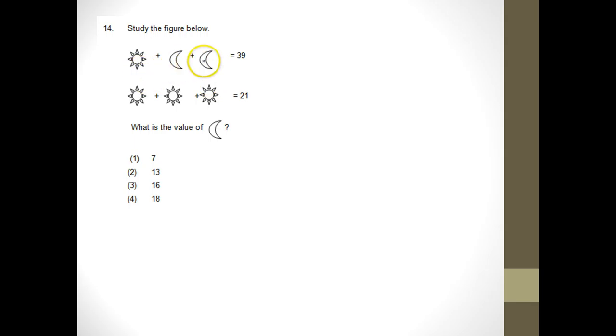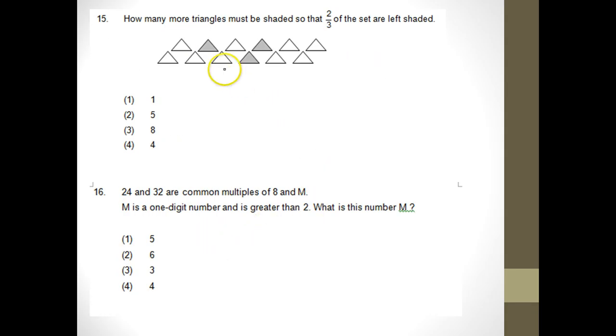Study the figure. A star plus 2 crescents is 39. 3 stars is 21, so I know each star is 7. 7 plus 7 plus 7 is 21. So 2 crescent moons would be 39 minus 7, which is 32. 32 divided by 2, the answer is 16. Option number 3.